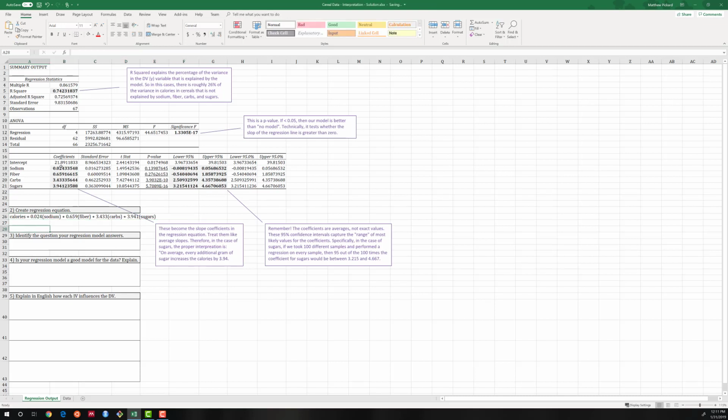And the way we interpret one of these numbers, for instance, if we take sugars, is we would say, on average, every additional gram of sugar in the cereal increases the calories by 3.94. So think about that. If these are all in grams, sodium, fiber, carbs, and sugars, so they're equal measures, if I add another gram of sodium, then my calories go up by 0.024.